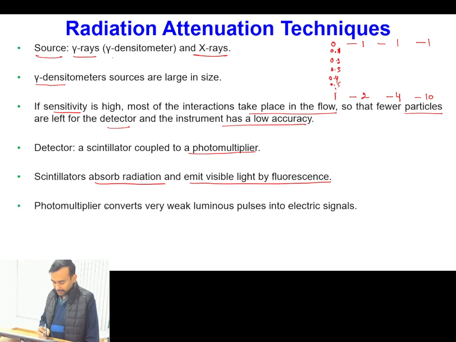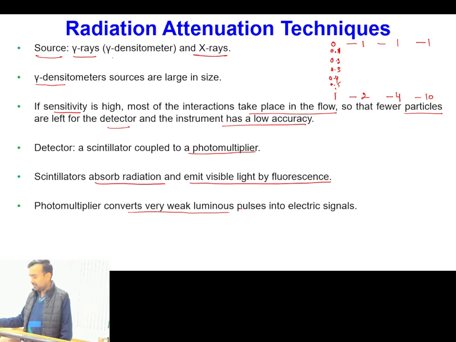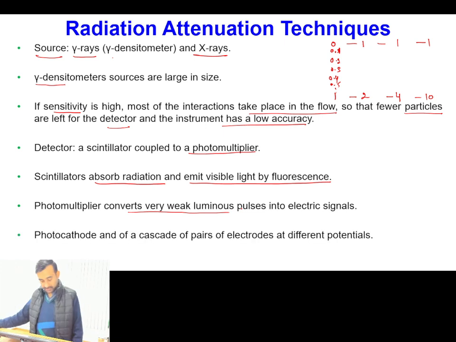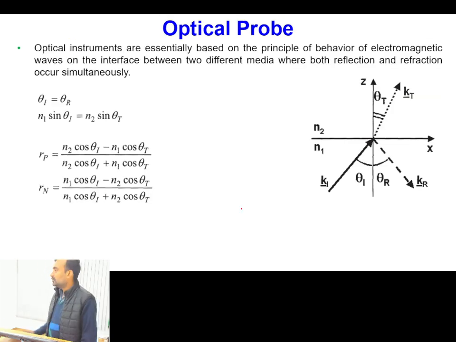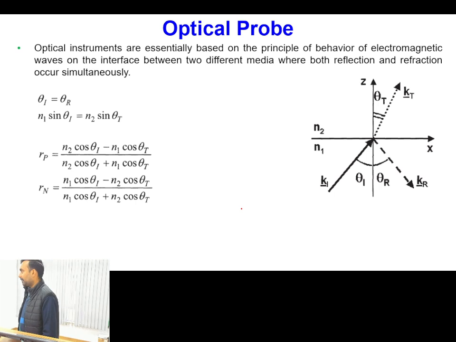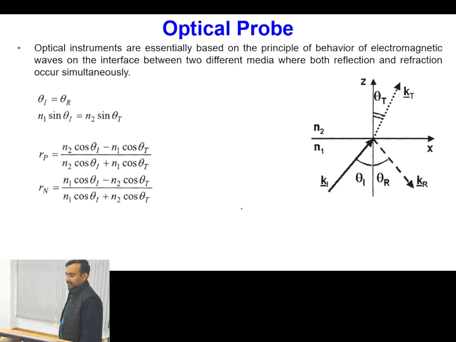Typically photomultipliers convert weak luminous pulses into electrical signals, and a photocathode and a cascade of pairs of electrodes are used at different potentials. We have seen some arrangement in the previous figure. So that is how we can use the radiation attenuation techniques you have seen. Now let's talk about another type of technique, which is called the optical probe.